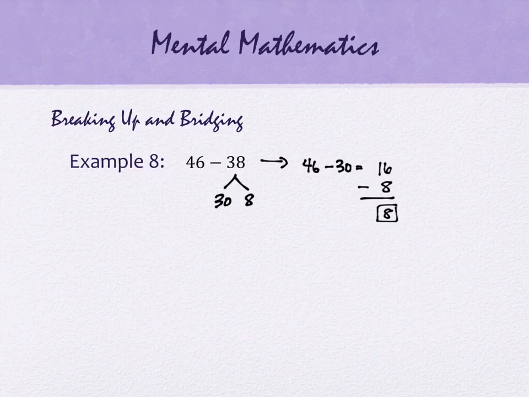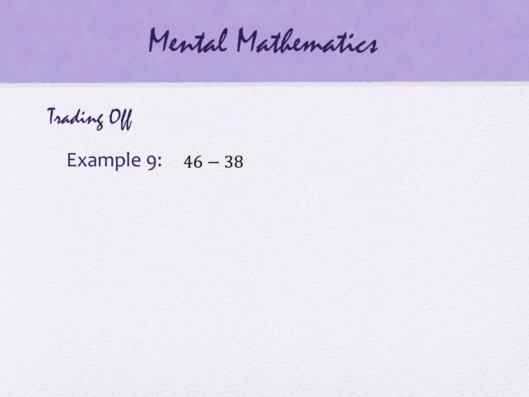So I guess you could say we did 3 steps if you count the breaking apart 38 to be 30 and 8. I'm not really sure you have to count that one. We did 2 mathematical steps, truly, right? Operational steps. One operation was subtracting the 30, and the second operation was subtracting the 8. So this is breaking up and bridging, okay? The next one is trading off, and we saw this happen before with addition too. Trading off really is just another name for equal additions.